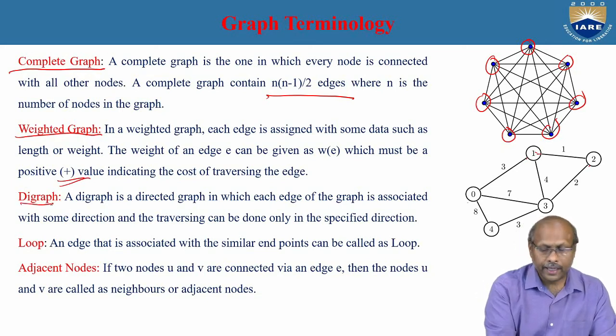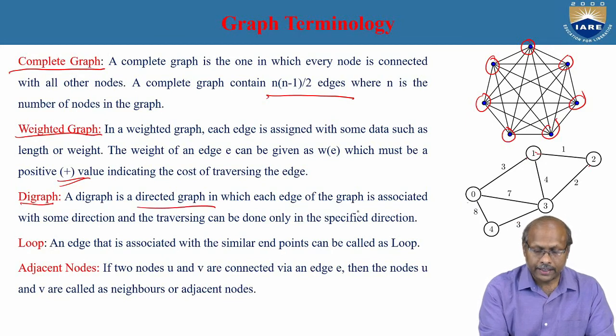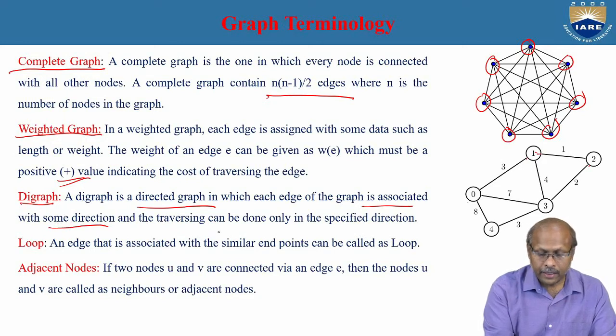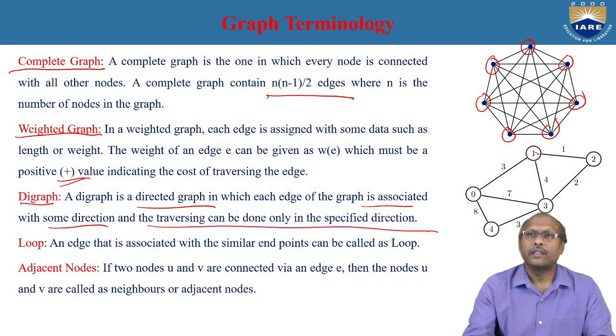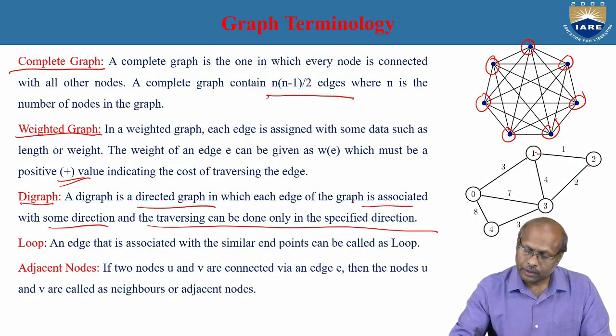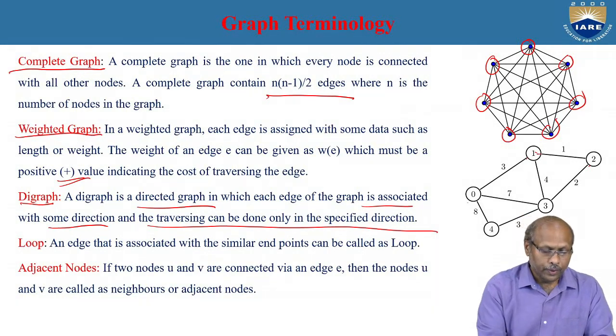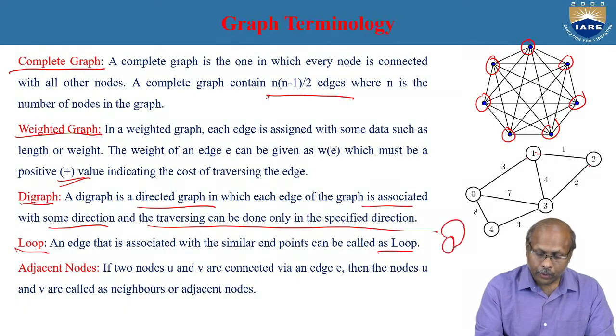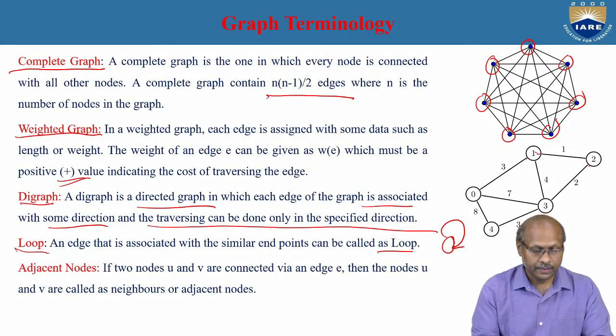Similarly, digraph. Digraph is known as directed graph. A digraph is called a directed graph in which each edge of the graph is associated with some direction and traversing can be done in the specified direction only. So you can specify a particular direction. Loop: another concept is called loop. An edge that is associated with similar endpoints is called a loop. That means starting point and ending point pointing to the same place, that is a loop.